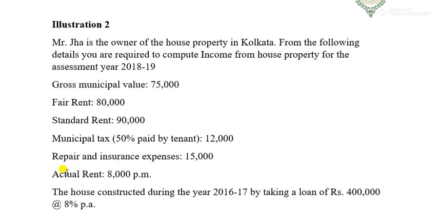So then we compare expected rent with rent received. They haven't given any information about unrealized rent or actual rent, so we'll assume that the whole of the rent is received. So actual rent is 8,000 per month. So we multiply 8,000 by 12. So 96,000 will be my actual rent received. It will be compared with expected rent to calculate the gross annual value.